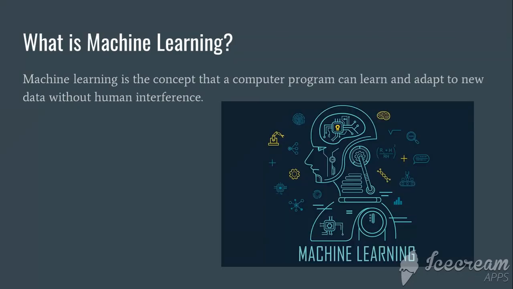So, what is machine learning? Machine learning is the concept that a computer program can learn and adapt to new data without human interference. Here it means it is based on algorithms that can learn from data without relying on rule-based programming. Simply, it is the process of teaching a computer system how to make accurate predictions when we insert data.